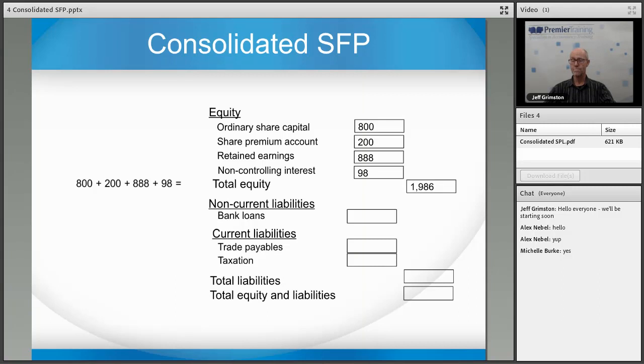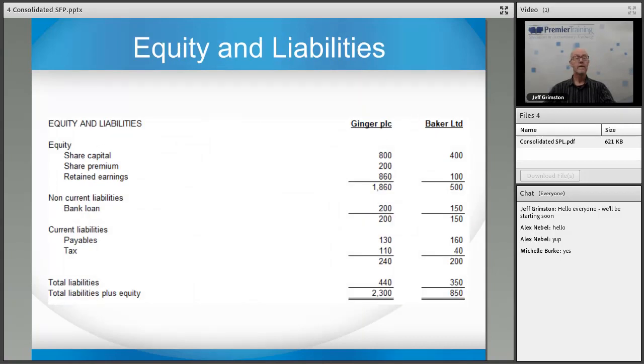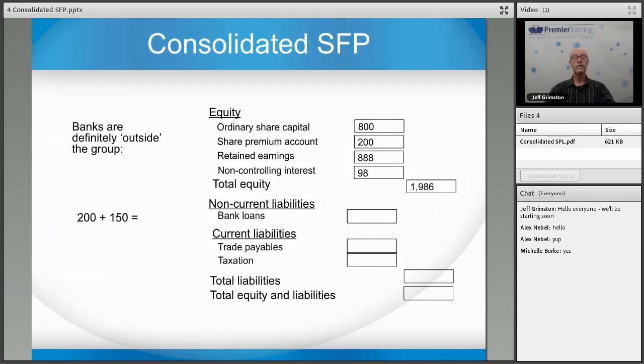So far so good. Now we move on to non-current liabilities. The only items present in this scenario I can see are bank loans. There are no banks within the group; they're definitely outside, so all we've got to do is pick them out. Ginger owes their banks 200, Baker owes 150. Put them together, and the group in total owes £350,000 to its bankers.